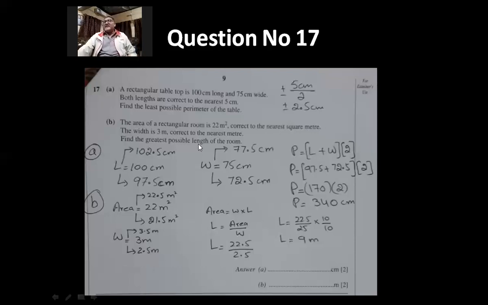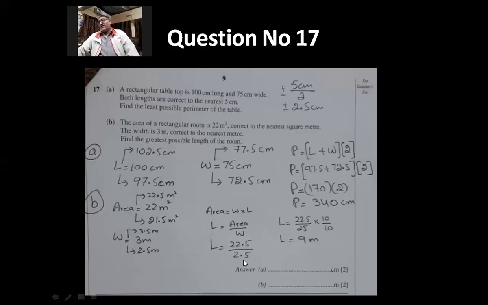It says find the greatest possible length of the room. You know the area equals width multiplied by length. If you want to find the length, that will be equal to area divided by width. Because you want the greatest possible length of the room, the area should be greatest and the width should be smallest, because it's a division. So the numerator should be greatest and the denominator should be lowest. So I will take the upper bound of the area and the lower bound of the width.